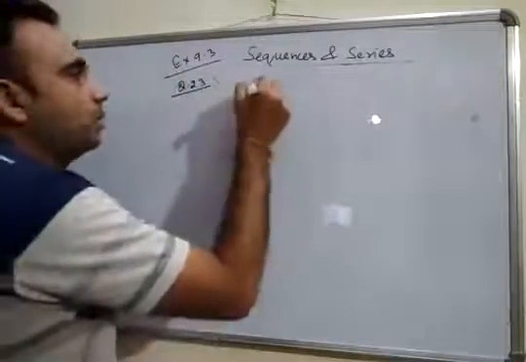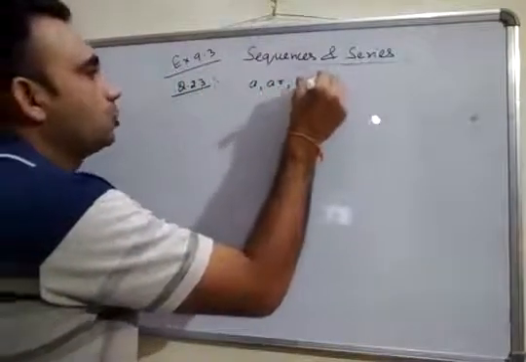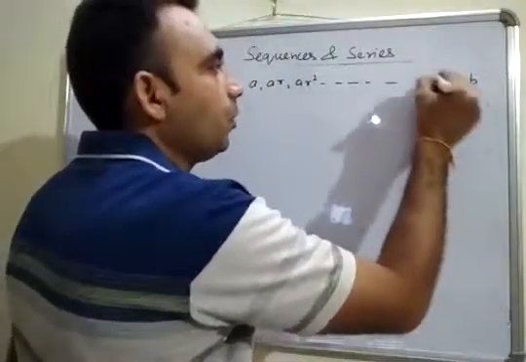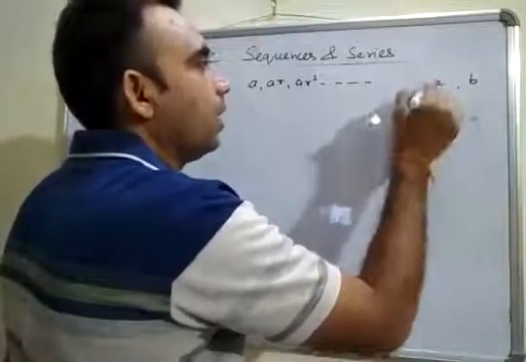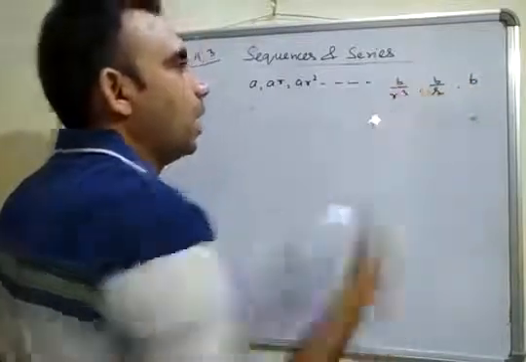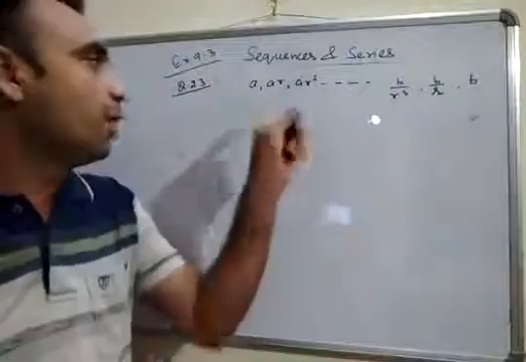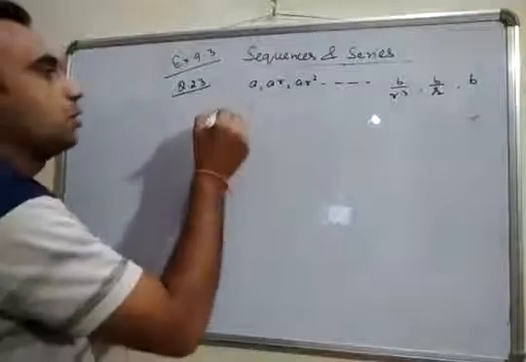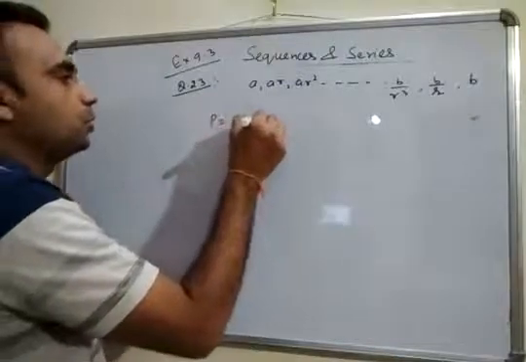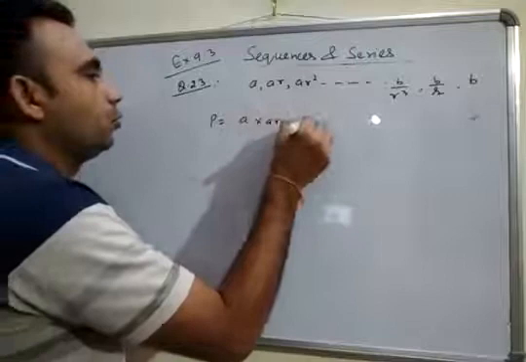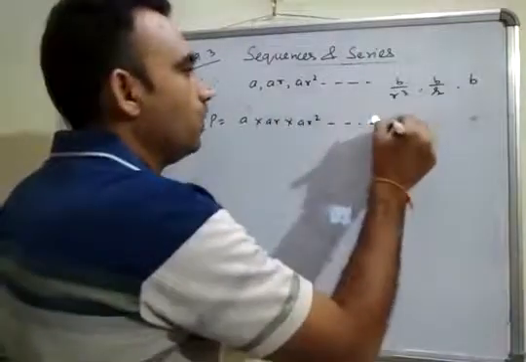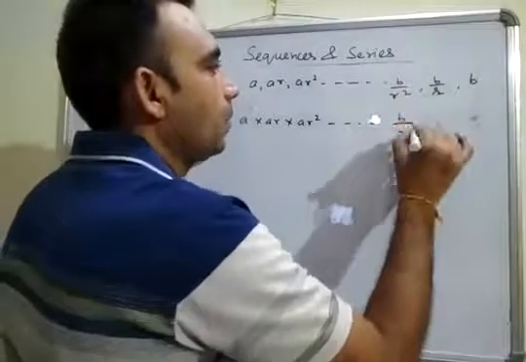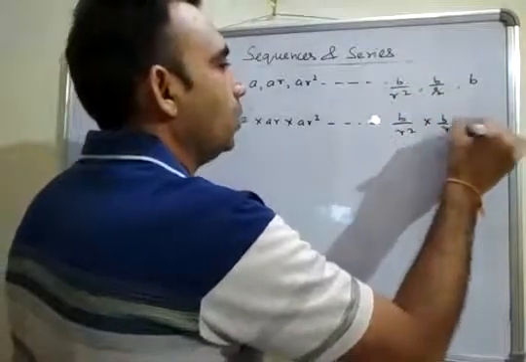Then what are its terms? A, AR, AR square, and so on. The last term is given as B. So the term before the last is B upon R, and the term before this is B upon R square, and so on. So we have written the first 3 terms and last 3 terms. Let the product of these terms be P. So P is equal to A into AR into AR square up to B upon R square into B upon R into B.